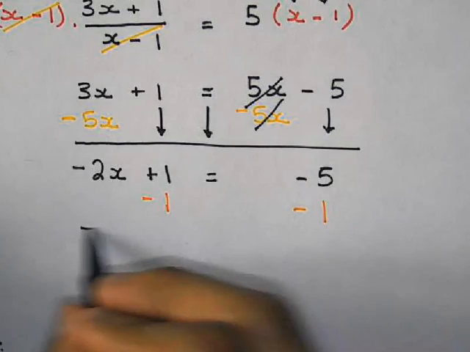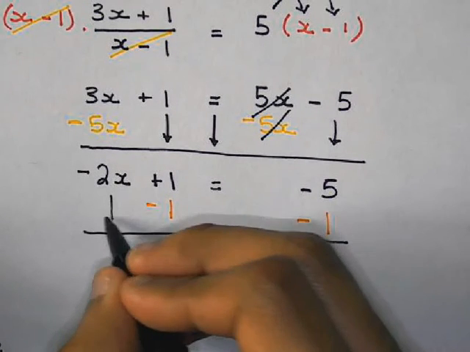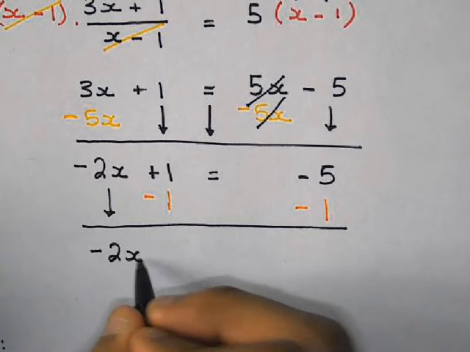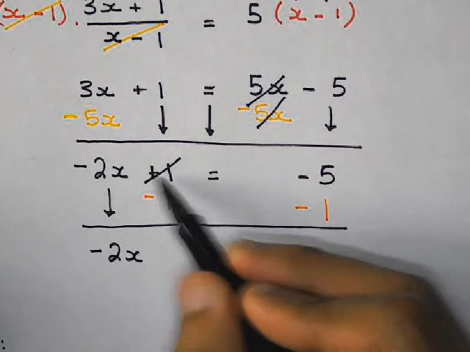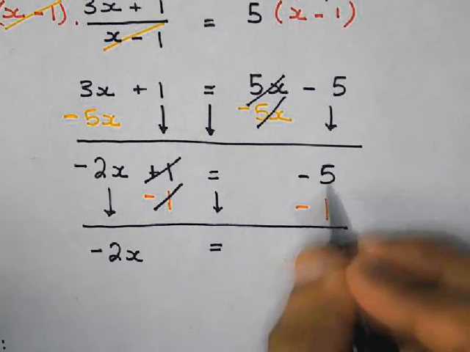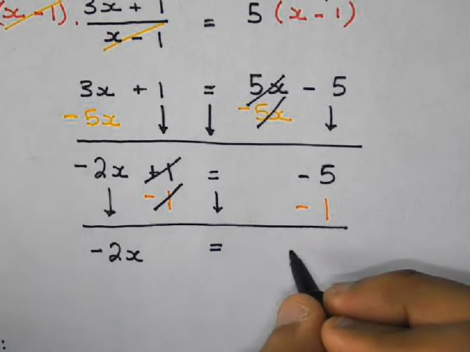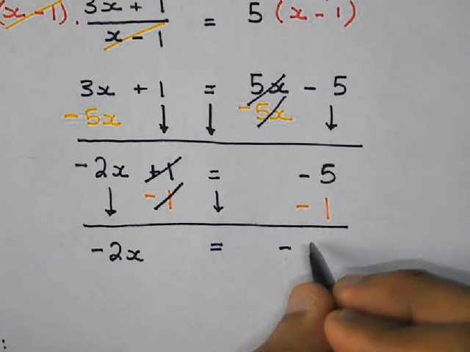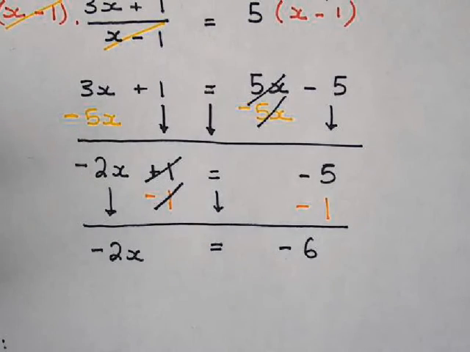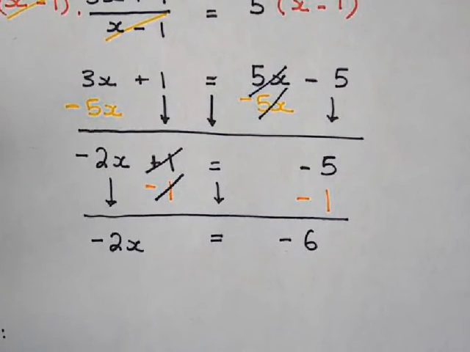Now, what is this going to do? Well, we combine terms vertically. There's nothing happening with the negative 2x. I'm just going to drop it down. Here we have 1 minus 1. That goes away, right? We drop down our equal sign, and negative 5 take away 1 is simply a negative 6. So now I have another, easier equation to work with. I have negative 2 times x is equal to negative 6.